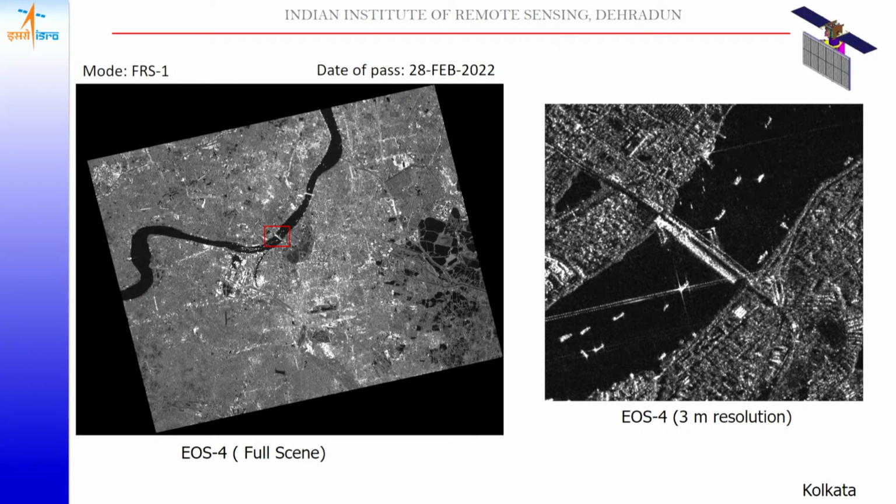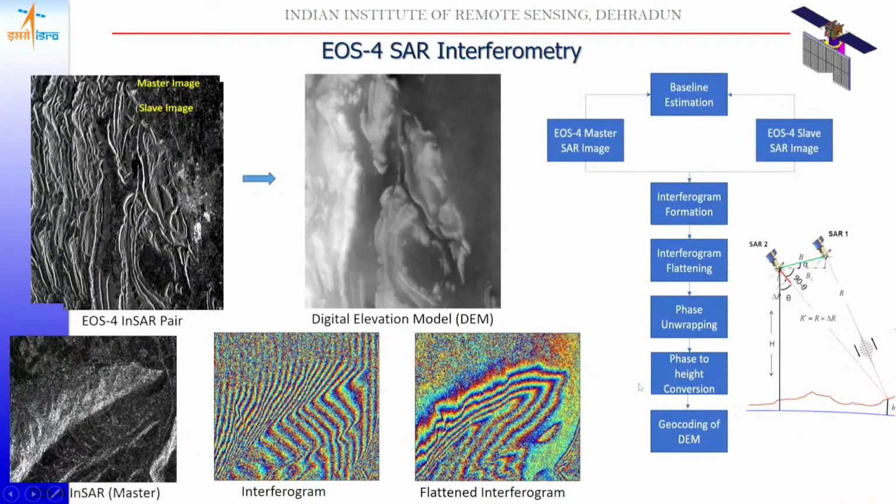It is another image of 3-meter resolution. Here also you can see the bridge in the SAR image. It is the Kolkata region.